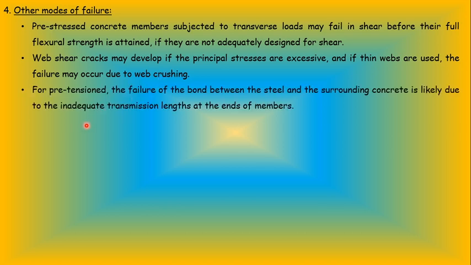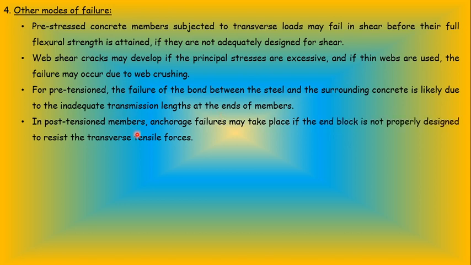For pre-tension, the failure of bond between the steel and surrounding concrete is likely due to inadequate transmission lengths at the end of members. Inadequate transmission length means the load which is coming onto the member, the steel also will carry some of the load, that is not transmitted at the ends. This occurs in the pre-tensioned member because the tensioned wires are curtailed to have a pre-tensioning of the members.